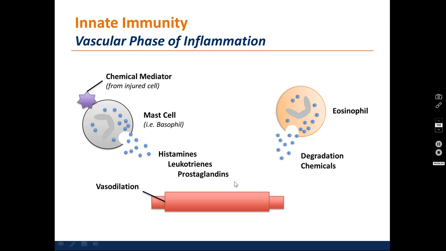So essentially what we have is the mast cell and eosinophil working side by side. The mast cell is releasing things that cause vasodilation, whereas the eosinophil is releasing degradation chemicals that stop the vasodilation in places where we don't need to have the inflammatory process occurring. All because of a chemical mediator that is causing this inflammatory process to occur.